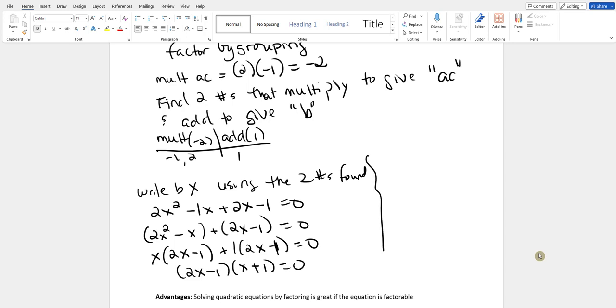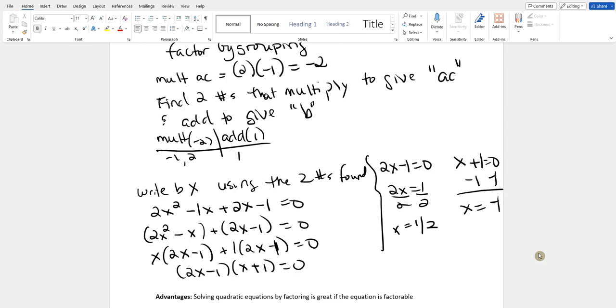So now what I'll do is set each one of these factors equal to 0 and solve for x. So here I get 2x is equal to 1, divide everything by 2, x is equal to 1/2. Here I'll subtract 1 from both sides, I get x is equal to -1. So my answer would be -1 and then 1/2.